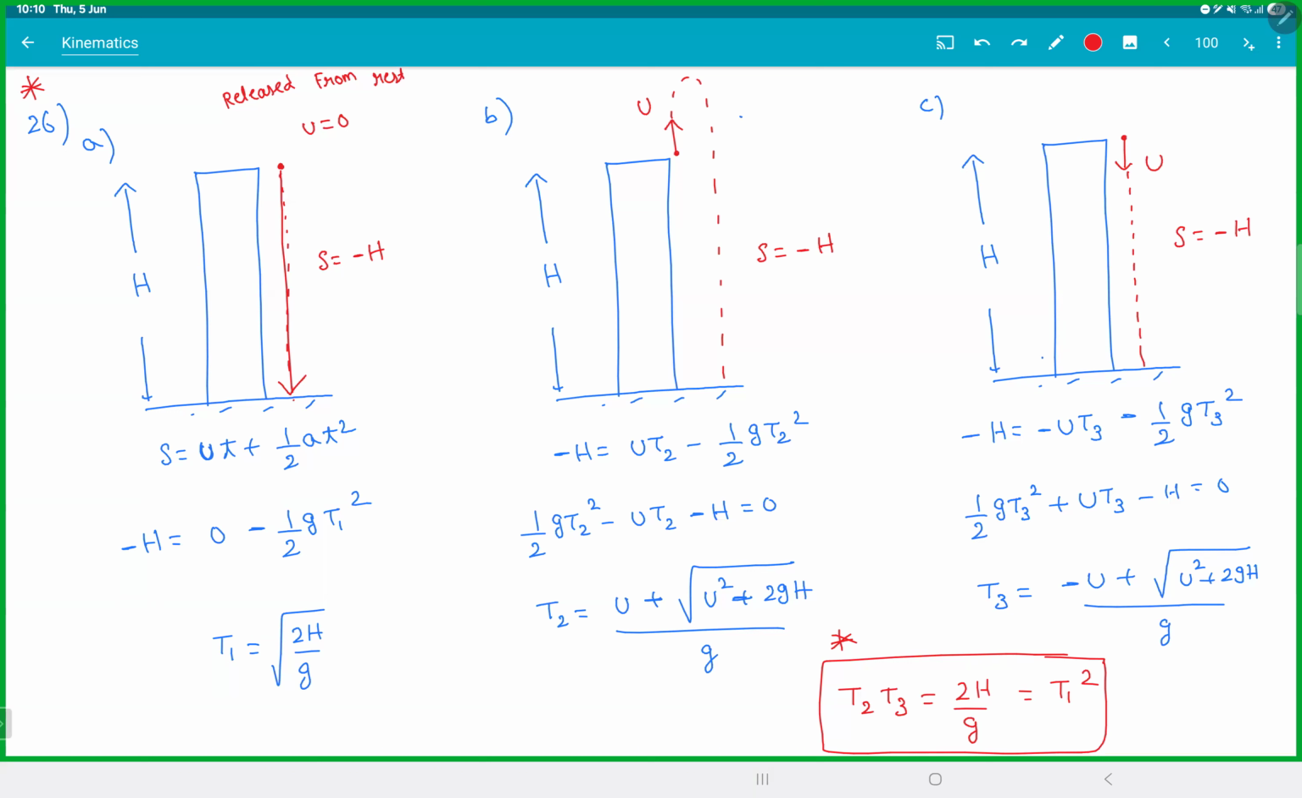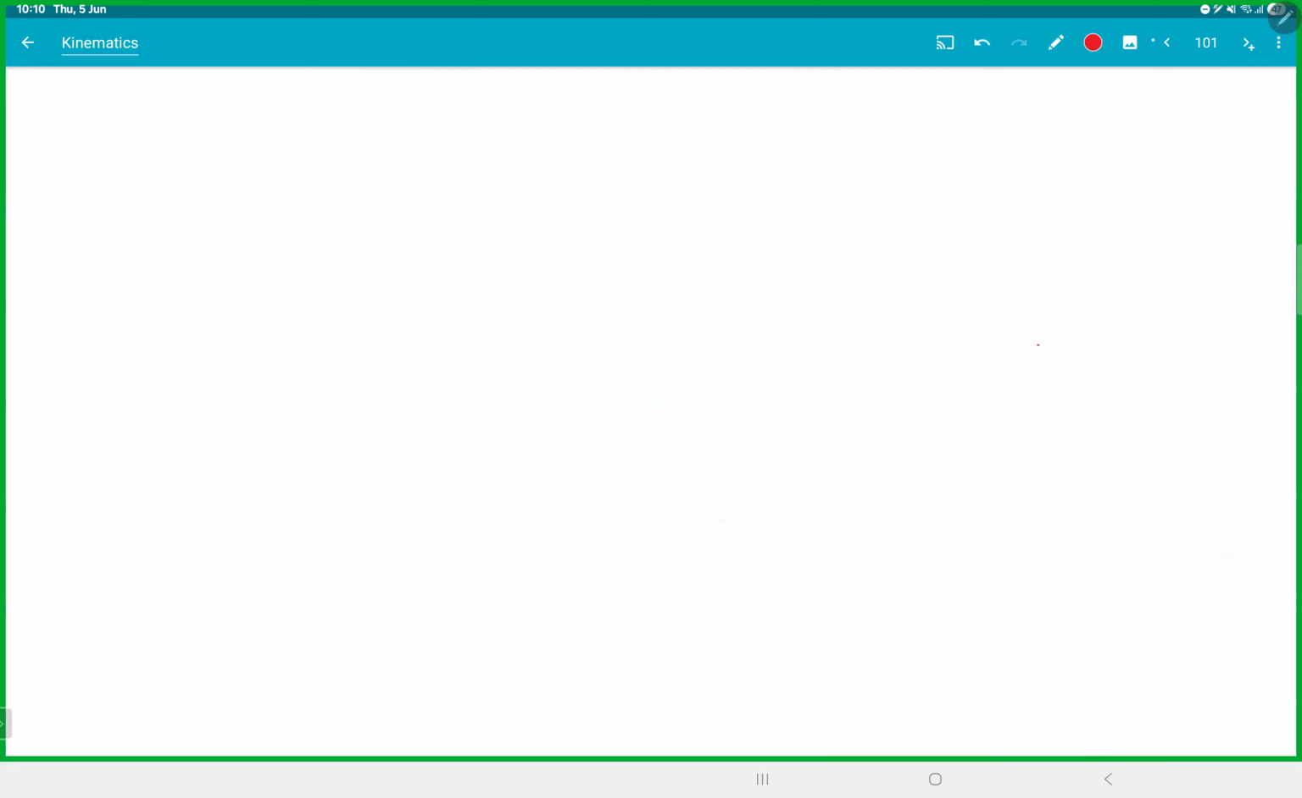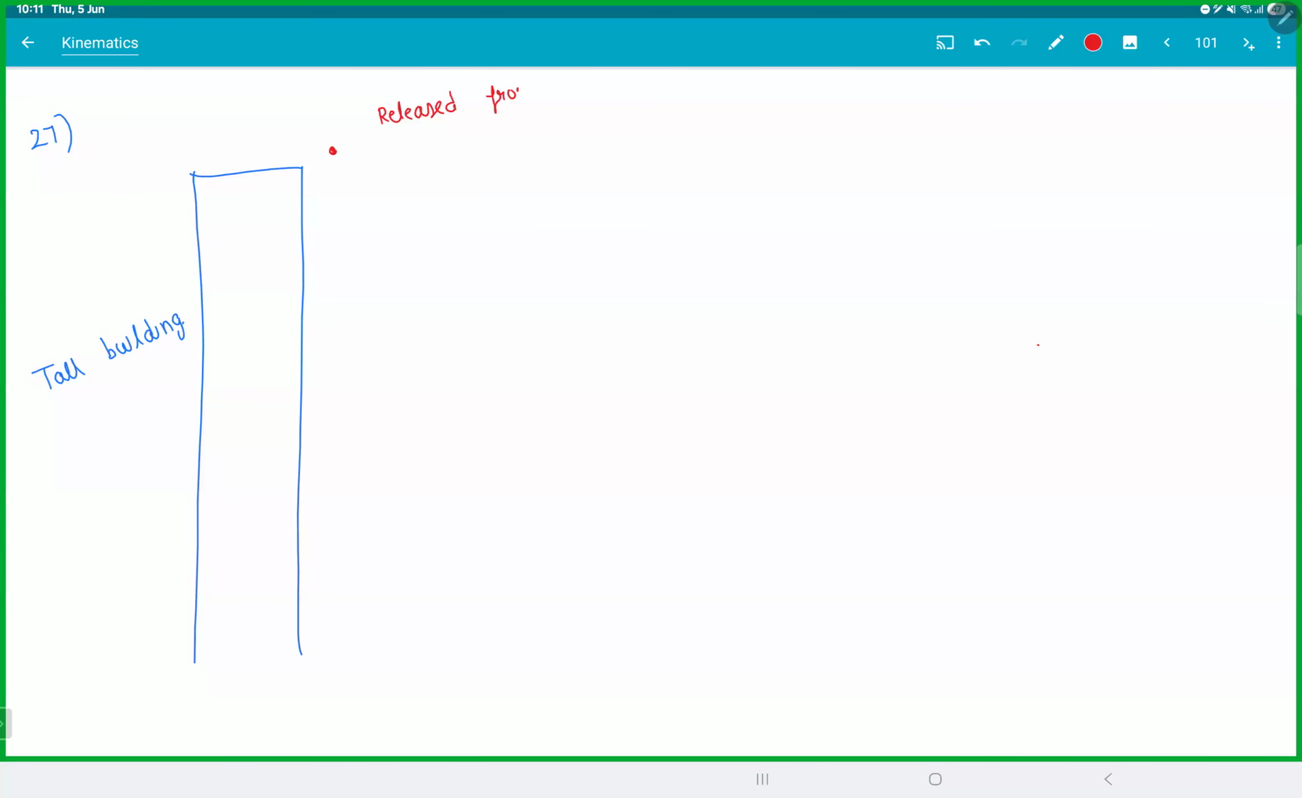Great. Let's see a question. Next one. This is another standard model. We have a tall building, a very big height. And you took a particle from here and you released it from rest.